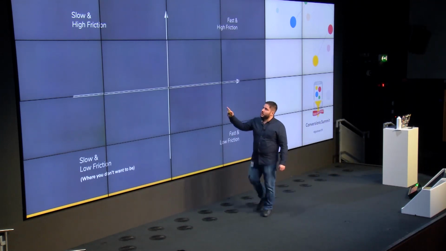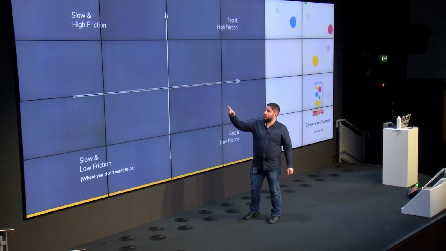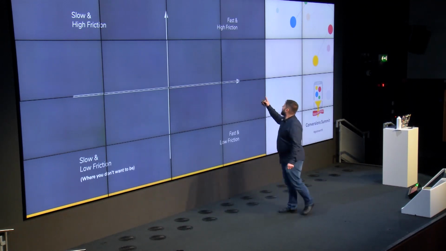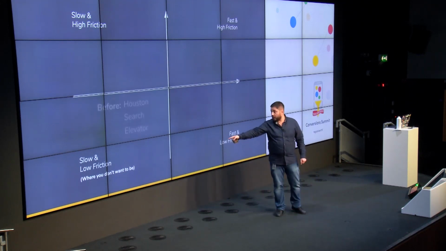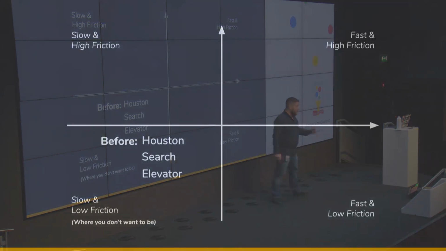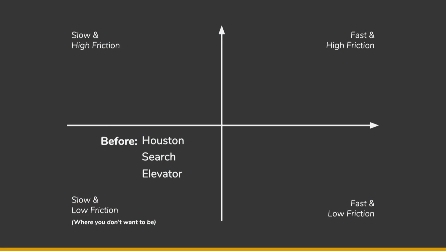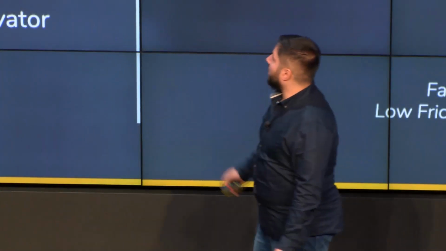So it's slow, high friction; fast, high friction; fast, low friction; and slow, low friction. This is where you don't want to be. All of these stories are really slow experiences, and there was no friction to distract the user from doing something, to capture their attention. What you find is, where you may end up if you're a legacy system, is like the elevator.